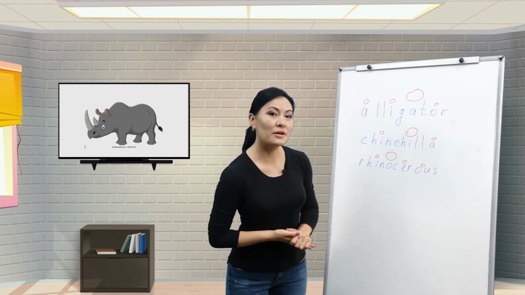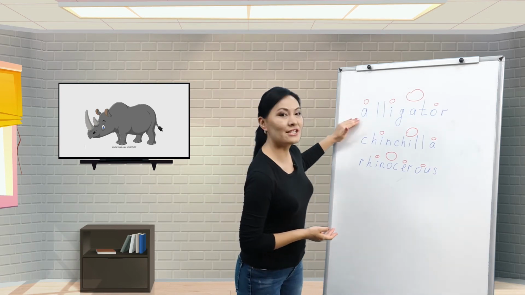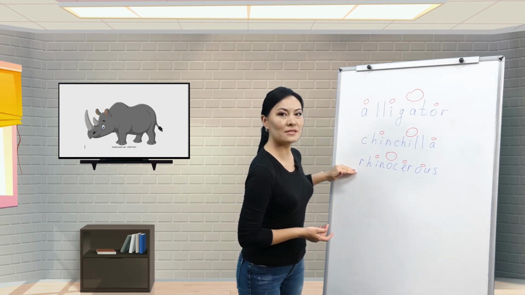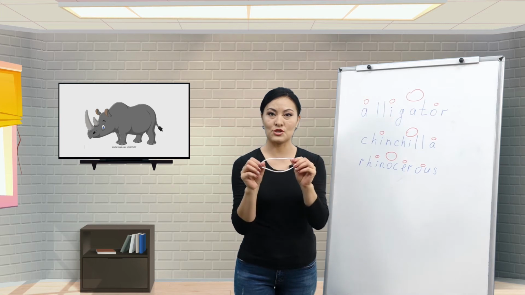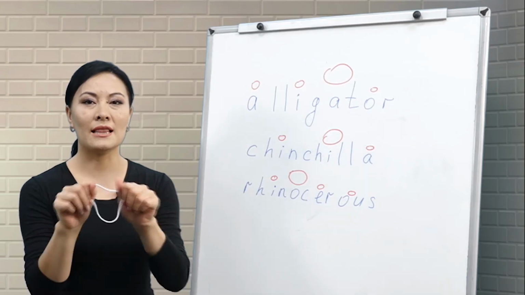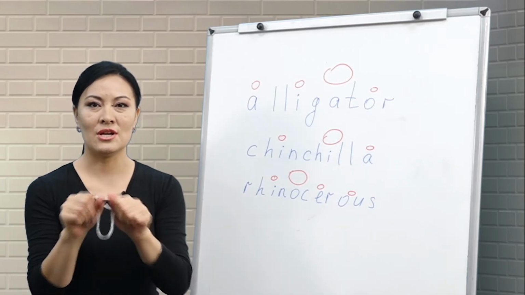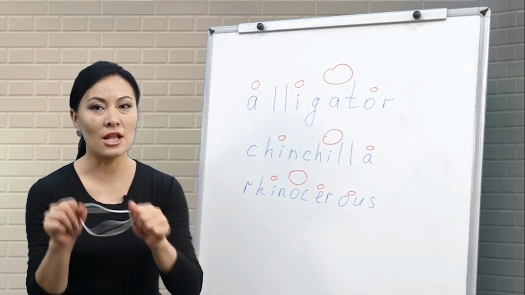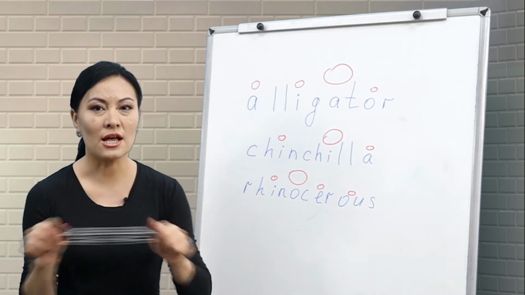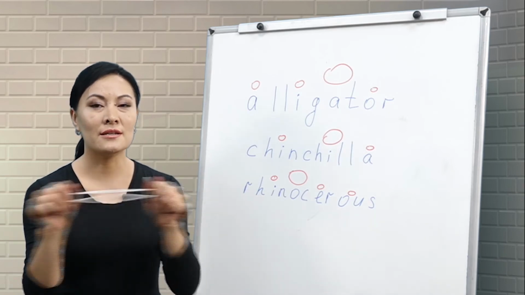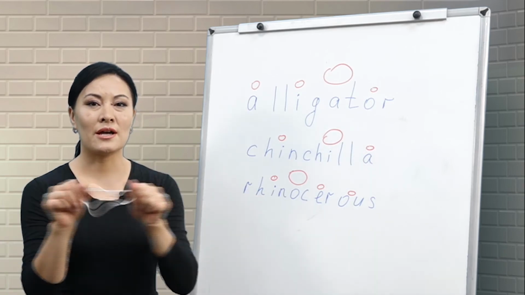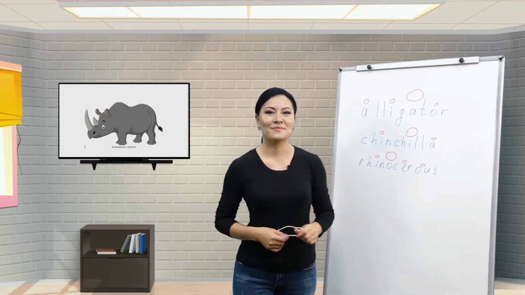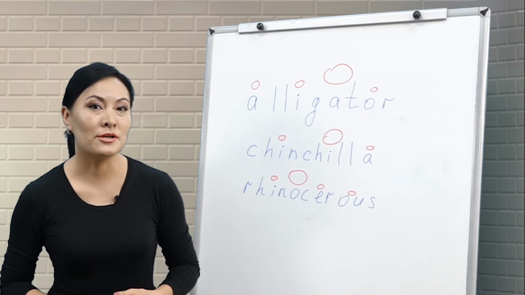Now we have 3 words. Alligator, chinchilla, rhinoceros. Let's use the rubber band to show the stress. Alligator, alligator. Chinchilla, chinchilla. Rhinoceros, rhinoceros. Good job. Now let's bounce the words.